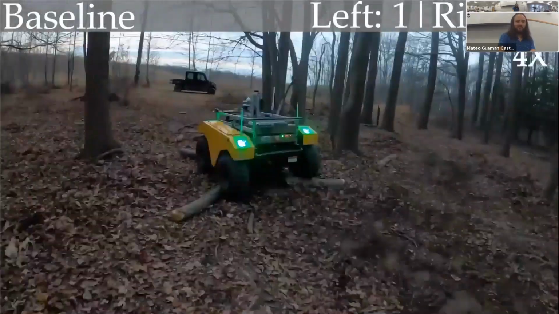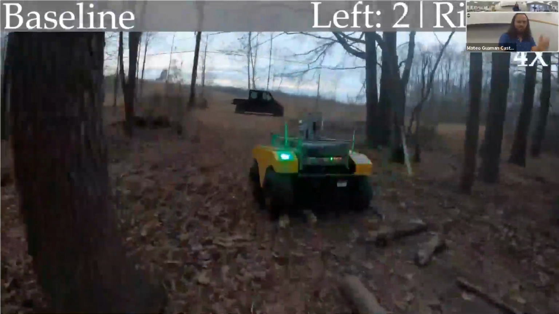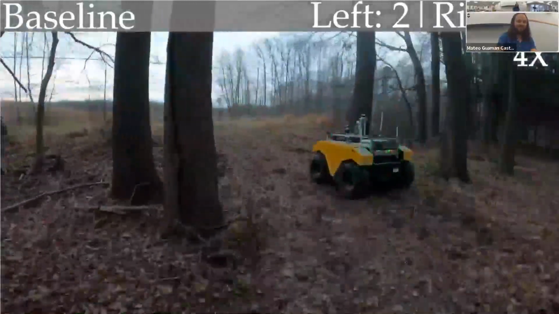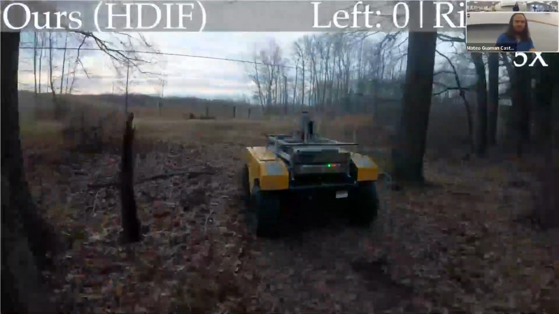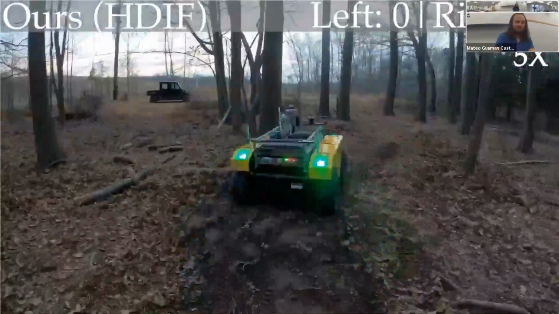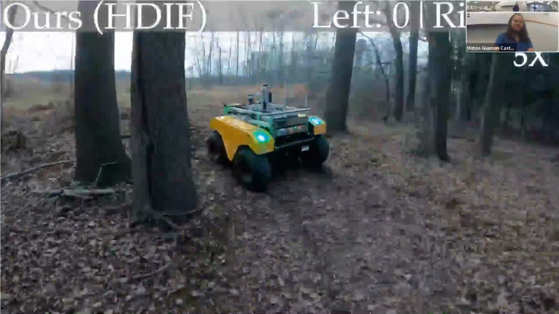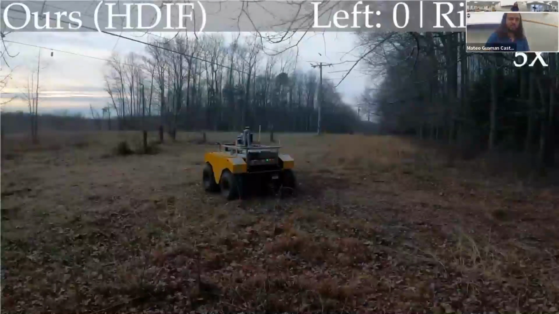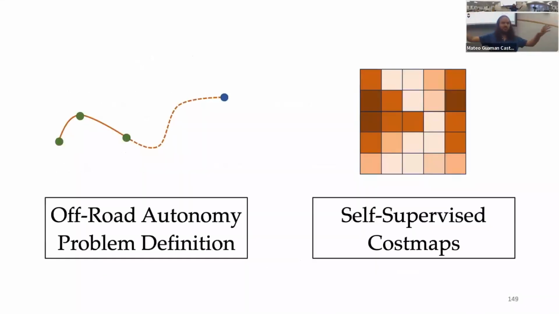So here we just ran for 3 rounds with the baseline. It chooses the left path once, chooses it twice. Then luckily it chose the right path the 3rd time. But when we actually run our model, it chose the right path every single time. Yeah, again, there's a bunch of this jerking around, and it also did mess up later on. But behaviorally, to begin with, it did choose the smoother path. So this is a nice check that our method is able to easily adapt to other robots, other environments, and other navigation stacks. So this concludes the 2 parts of the presentation.